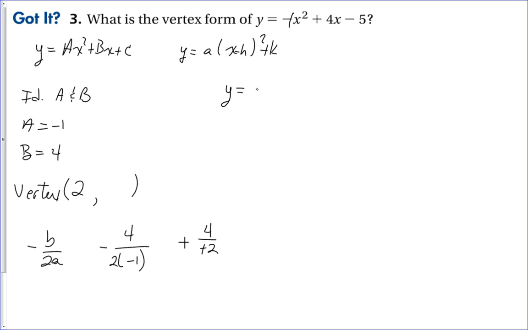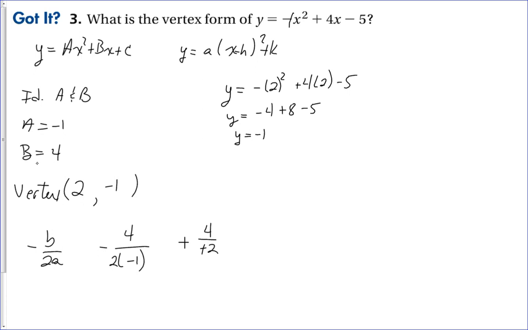So y equals negative 2 squared plus 4 times 2 minus 5. 2 squared is 4, times negative is negative 4. 4 times 2 is 8. And then minus 5. Well, negative 4 plus 8 is 4. Minus 5 is negative 1. So our y value is now negative 1.